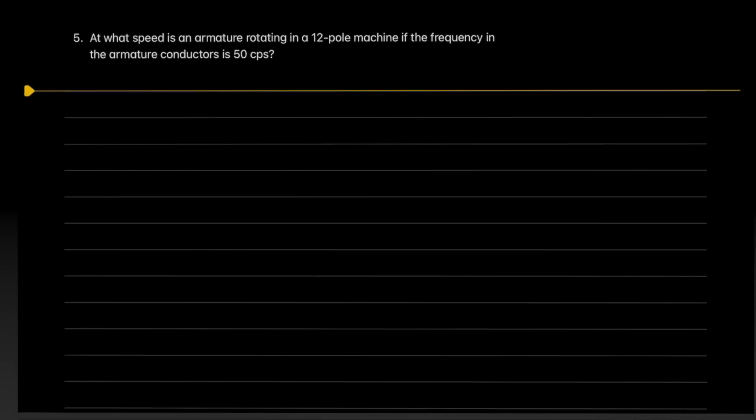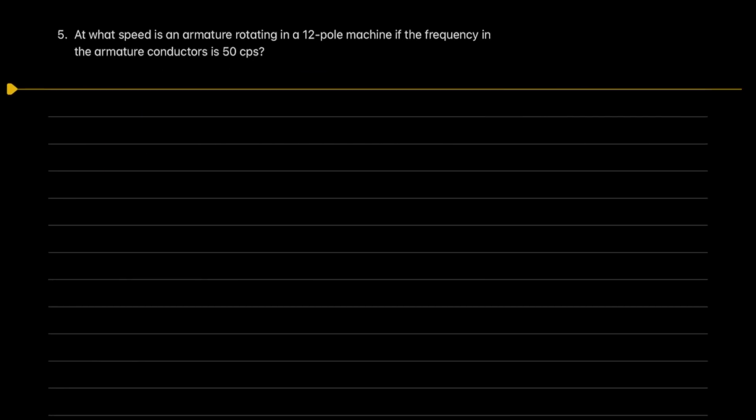Problem number 5. At what speed is an armature rotating in a 12-pole machine if the frequency in the armature conductors is 50 cycles per second? So if we're going to list down the given in this problem, the frequency is given to be 50 cycles per second, or that is 50 hertz.